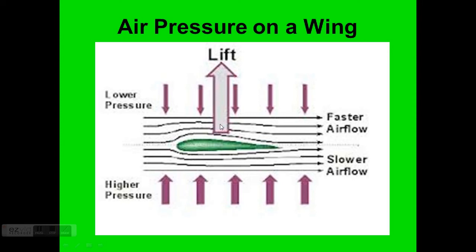Less pressure on the top of the wing, more on the bottom. It creates lift. It actually pushes that airplane wing up. And that's what lift is. That's how it affects an airplane wing. So how does that affect an airplane propeller? Well, here's a cross-sectional view of an airplane propeller.